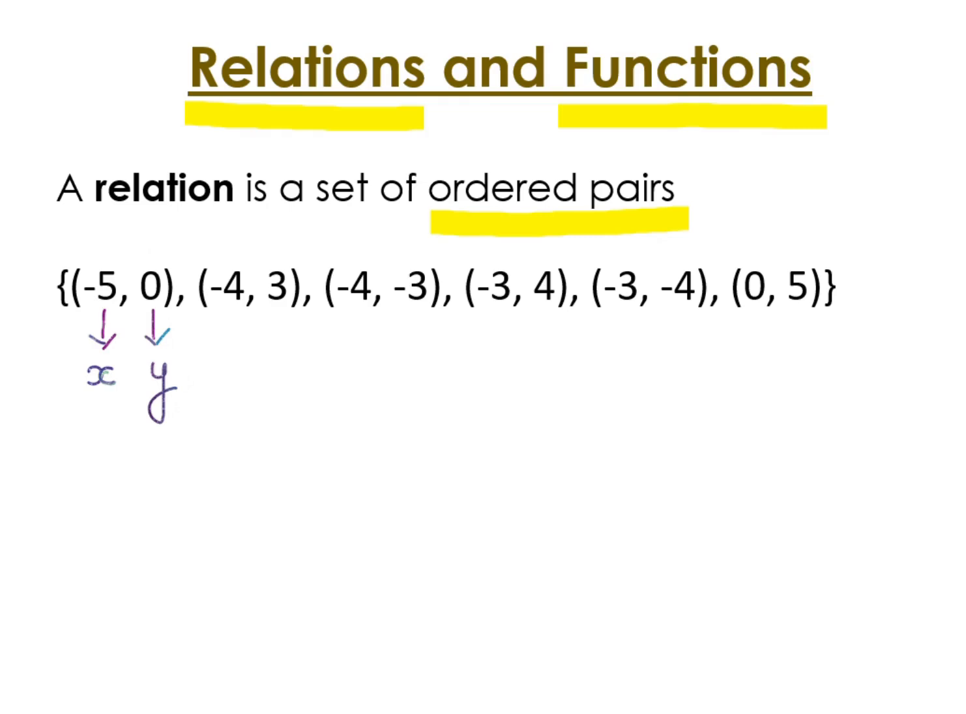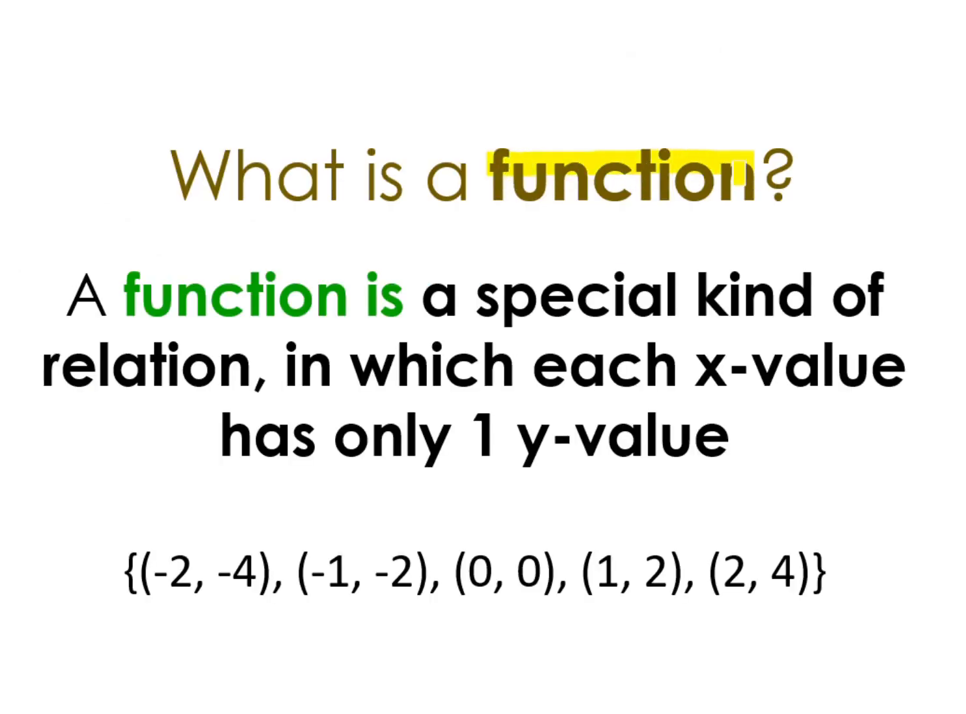Over here, all these first values are the x values, and all the second set of values are the y values. So any ordered pair where for a given x value there is a corresponding y value, that specific ordered pair is called a relation. So what exactly is a function?